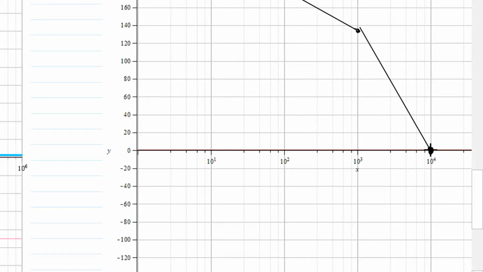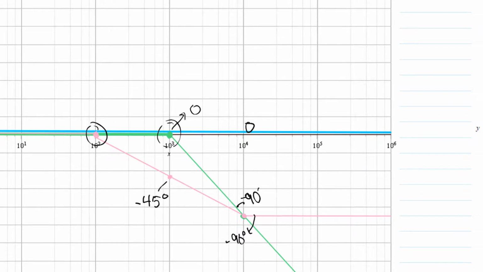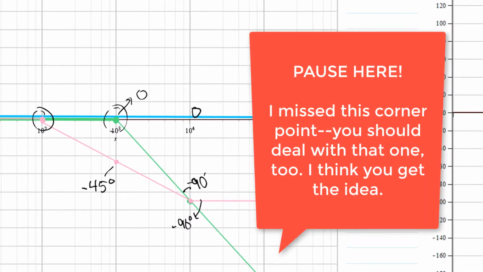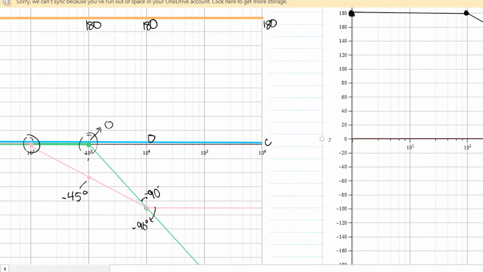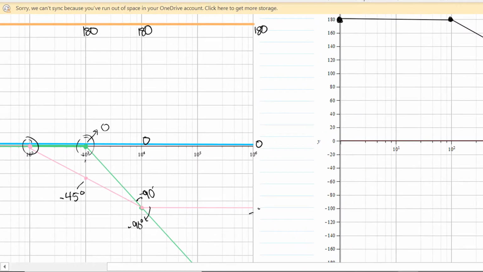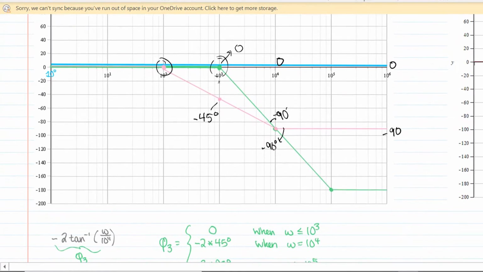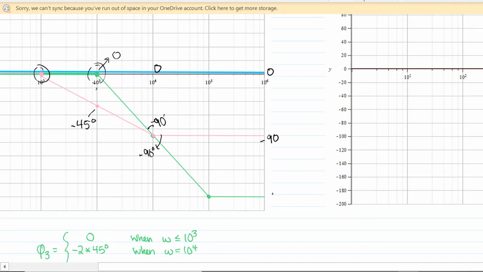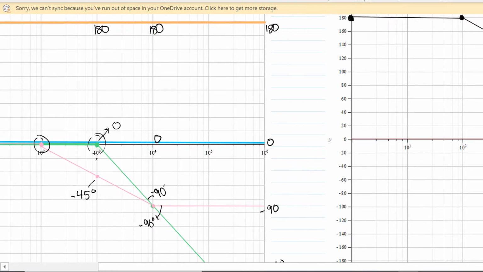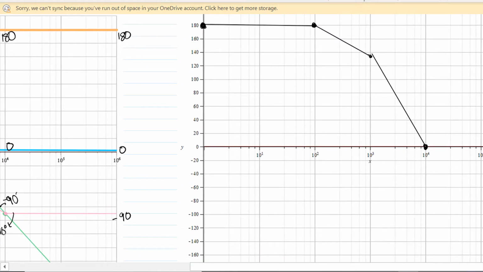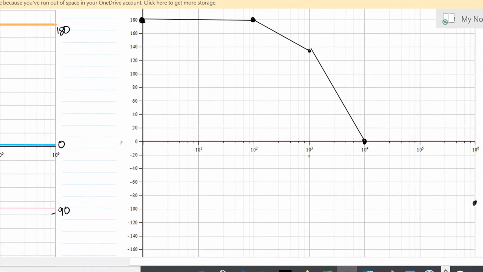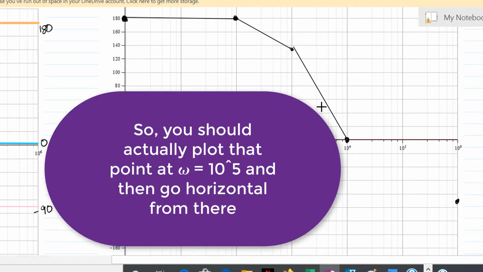And then I'm just going to do the point on the edge. Okay, which for me is at 10 to the 6th. So this one, we're still up at 180. This one's still at 0. This one's at negative 90. And the green is at negative 180. So the positive and negative 180s, those cancel, and what I'm left with is negative 90. And that was at 10 to the 6th, so we're down at negative 90. And then join those two dots with a line.